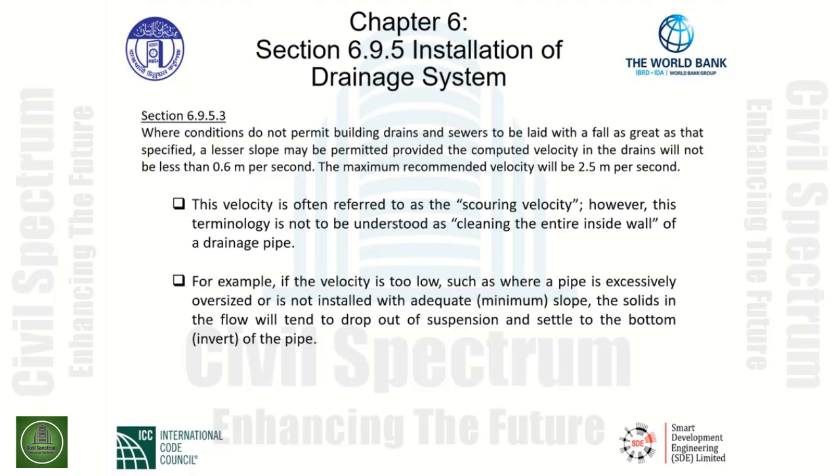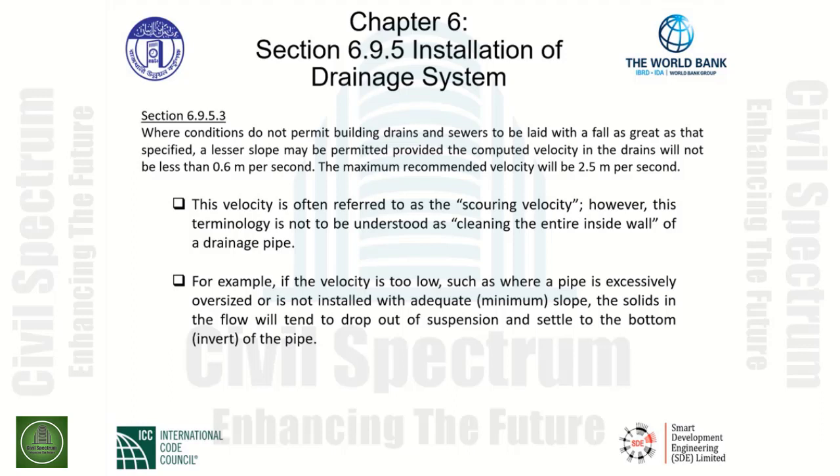Section 6.9.5.3, where conditions do not permit building drains and sewers to be laid with a fall as great as that specified, a lesser slope may be permitted provided the computed velocity in the drains will not be less than 0.6 meter per second. The maximum recommended velocity will be 2.5 meters per second. This velocity is often referred to as what we call the scouring velocity.